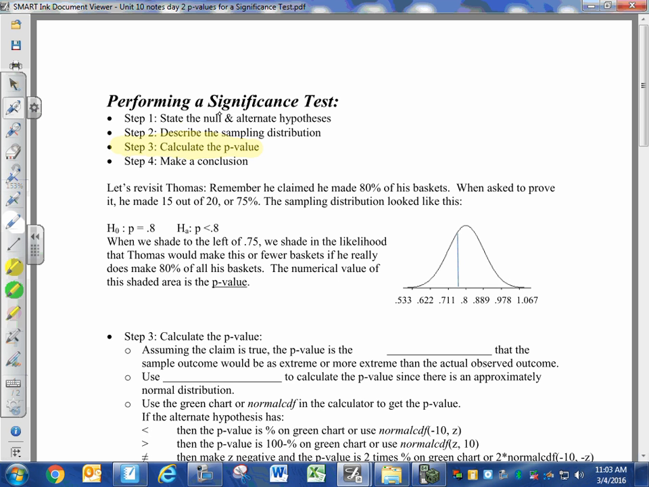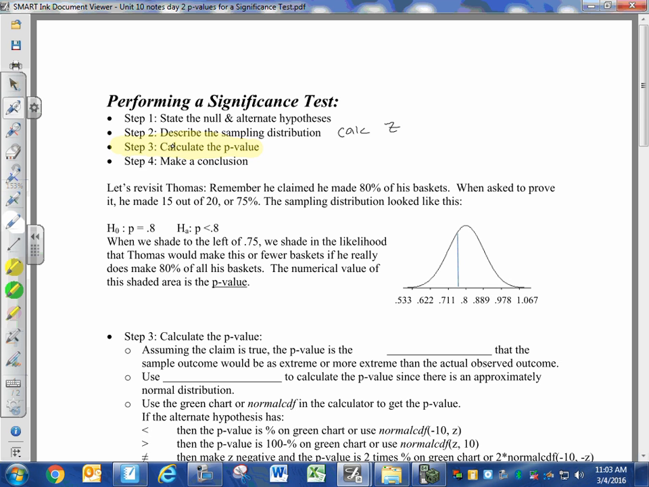Step 1, to state the null and alternative hypothesis, we did. Step 2, describe the sampling distribution and calculate the z. That is what we did last class. Now we are going to calculate a p-value from my z-value. It's one extra little step.